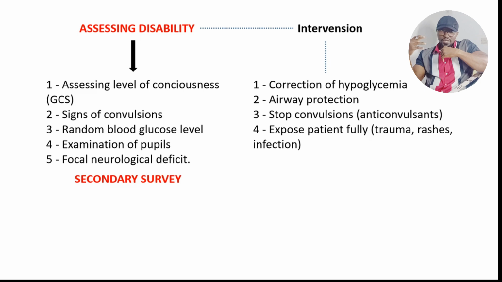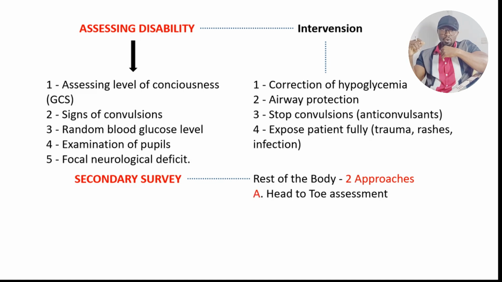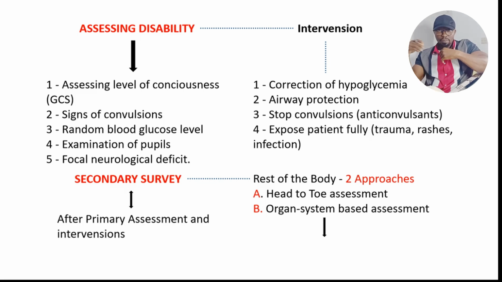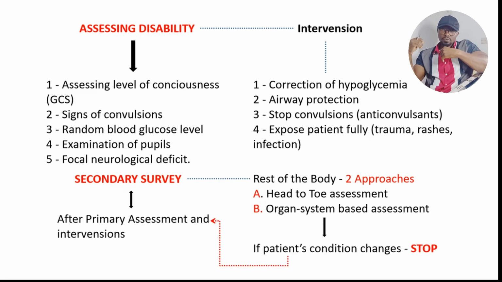Now, after assessment and stabilization of the airway, breathing, and circulation during the primary survey, focus is now turned towards the secondary survey. The secondary survey is a systematic assessment of the rest of the body in order to identify injuries and illnesses. Common approaches include the head-to-toe assessment or the organ system-based assessment. If the patient's condition changes while performing a secondary survey, then you must stop immediately and redo the primary survey and also the necessary interventions.